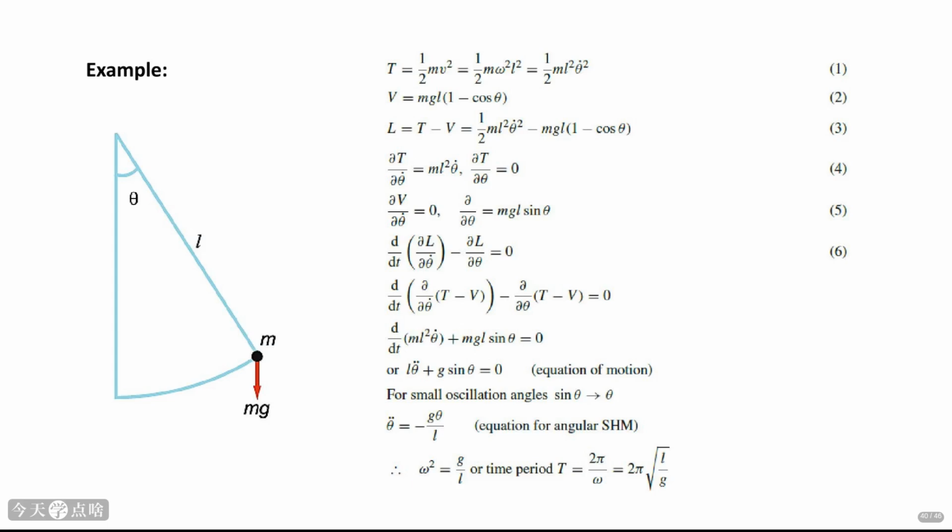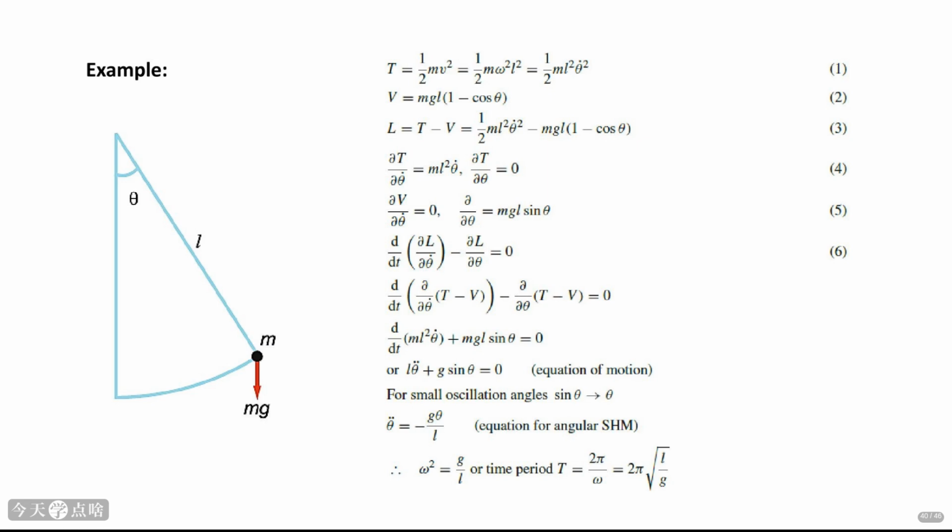Let's revisit the simple pendulum example. We found the Lagrangian L equals 1/2 m l squared theta dot squared minus m g l times (1 minus cosine theta). Applying the Lagrange equation, d by dt of the partial derivative of L with respect to theta dot minus the partial derivative of L with respect to theta equals 0, gives us the equation of motion. l times theta double dot plus g times sine theta equals 0. This is the nonlinear equation for a pendulum. For small oscillations, we can approximate sine theta approximately equals theta.